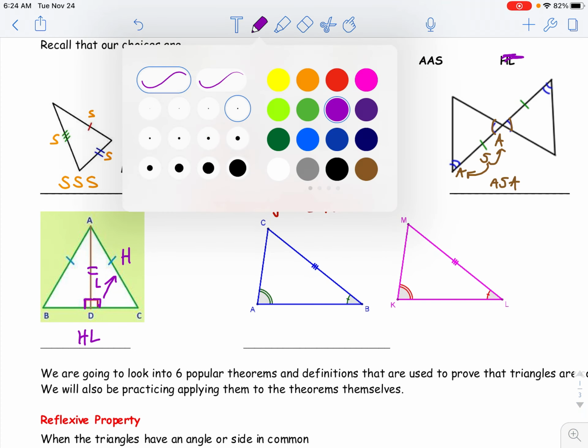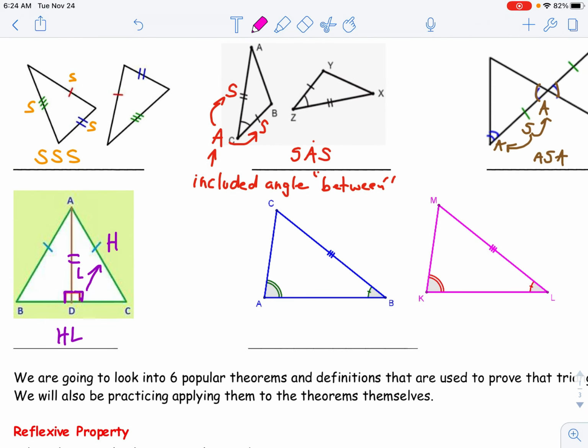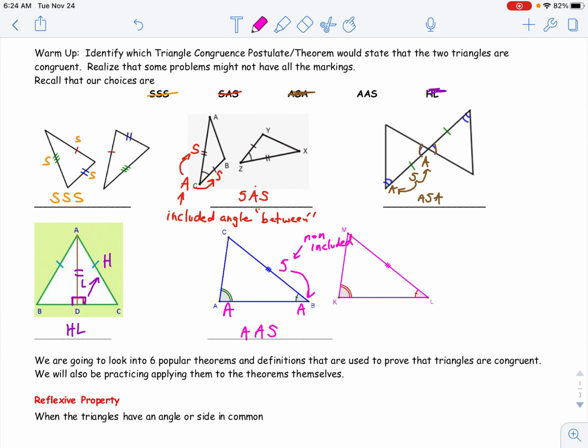And then this last one, we have an angle, we have an angle, we have a side. This is a non-included side. It's not between both angles. It only touches one of the congruent angles. So just how it only touches one of the congruent angles, the S will only touch one of the A's. That's it right there. A little warm up.